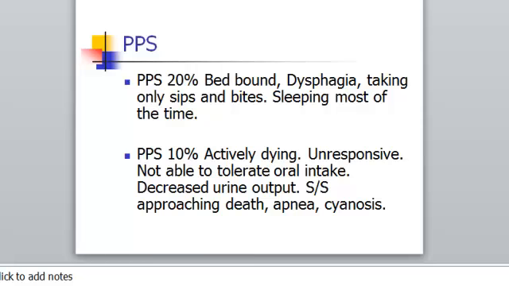You give medicines differently. If they're a PPS of 10, if they're actively dying and they can't swallow their pills anymore, then you have to discontinue their routine meds and use a different method of giving them their medicines besides swallowing. We use sub-Q, we use rectal meds, we use topical meds, we rub gel into wrists or into the skin, and a lot of sublingual meds. Okay, any questions on that?